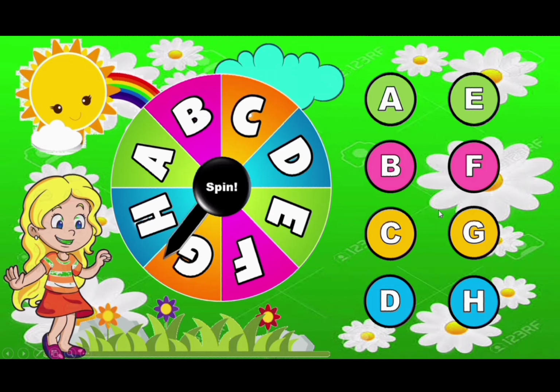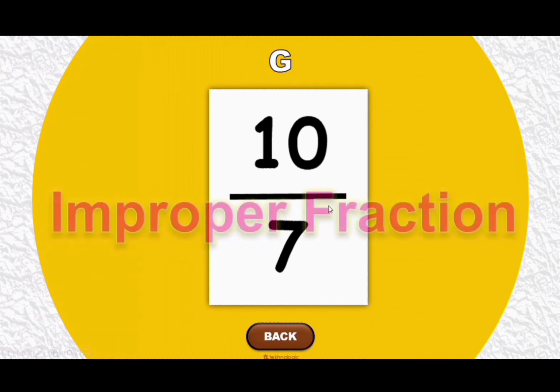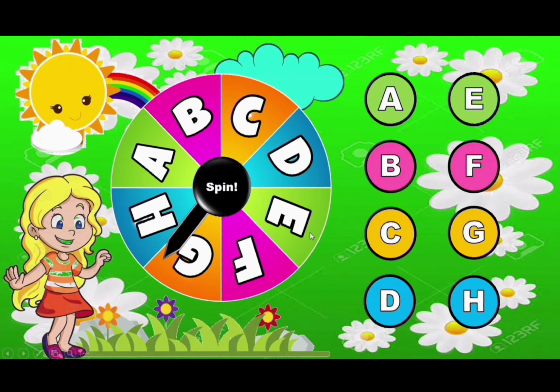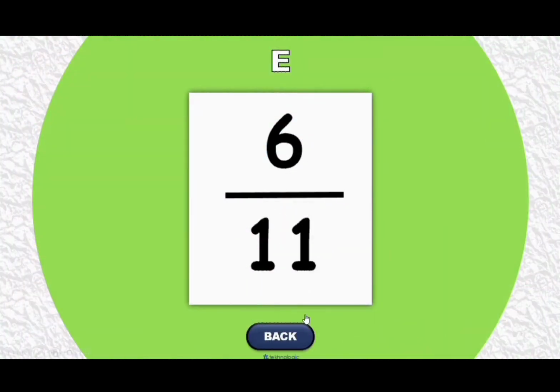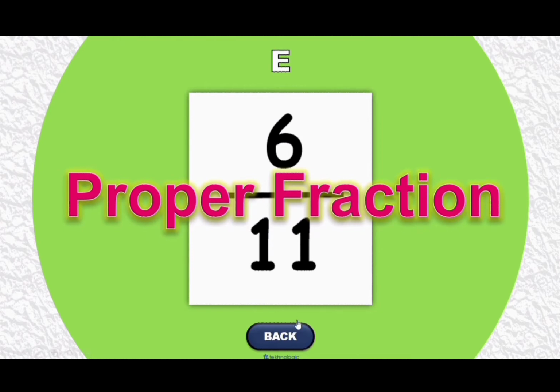It stops in letter G. Now let's see what is the fraction behind the letter G. The fraction is 10/7. What do we call this fraction? Very good. It is an improper fraction. Let's spin the wheel again. It stops in letter E. Let's see what is the fraction behind the letter E. The fraction is 6/11. Now what do we call this kind of fraction? Correct! It is a proper fraction.